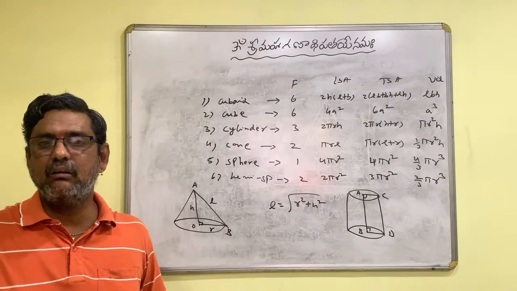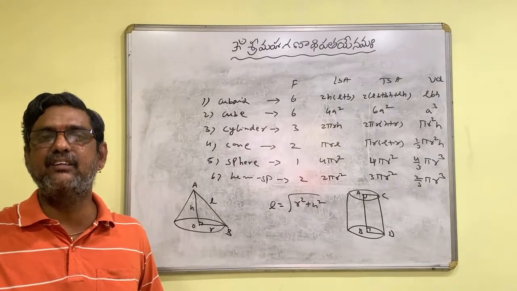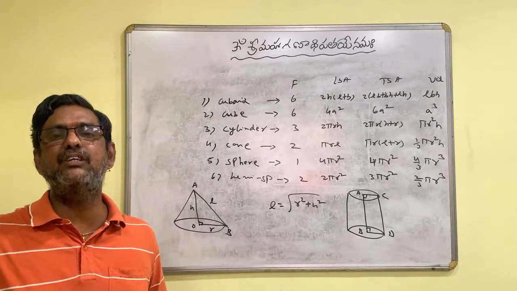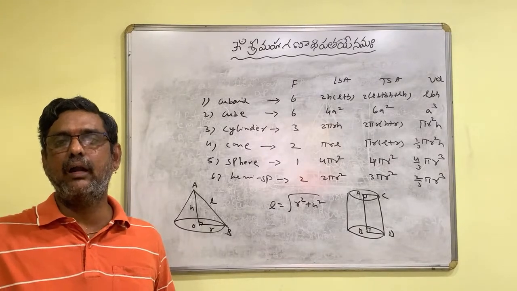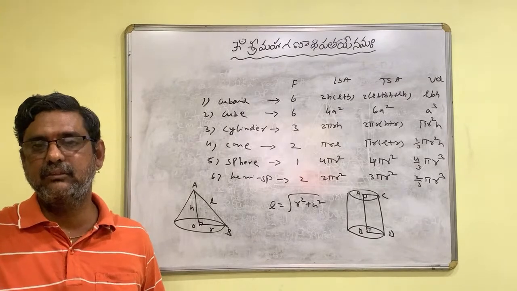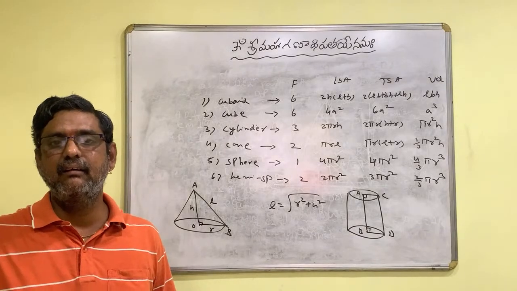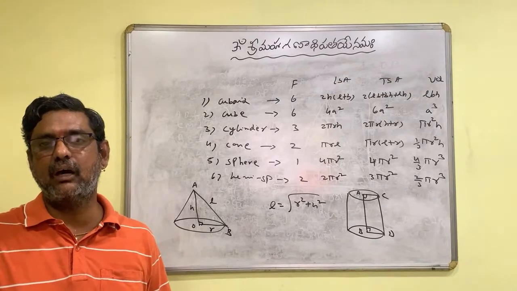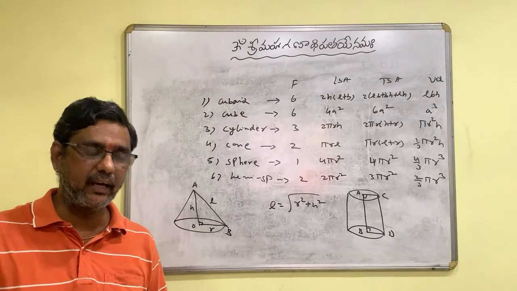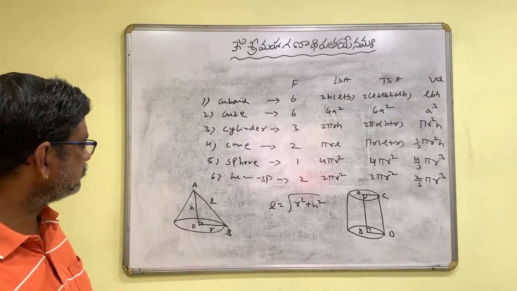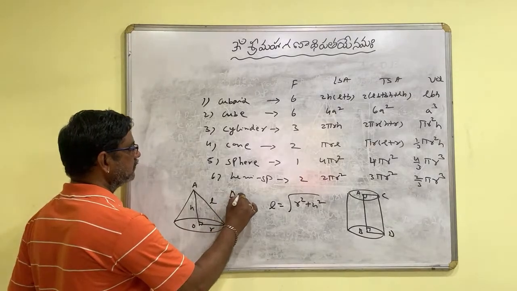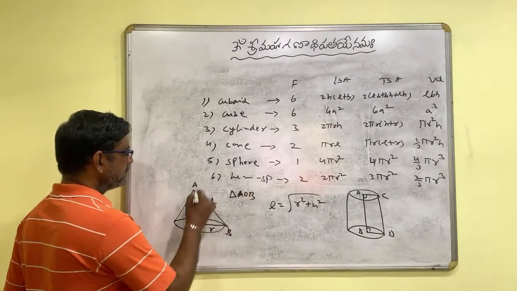Whenever I say cone, you have to understand that it is a right circular cone, which means the angle between AO and OB is 90 degrees. Take it for granted that cone means always right circular cone, and cylinder means always right circular cylinder. So AOB is a right angle triangle.